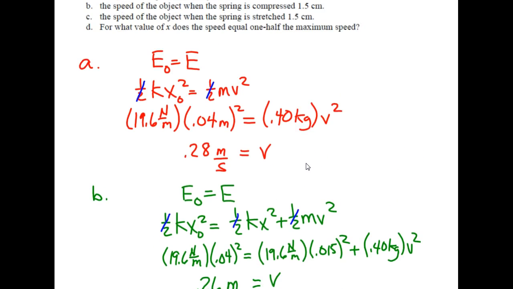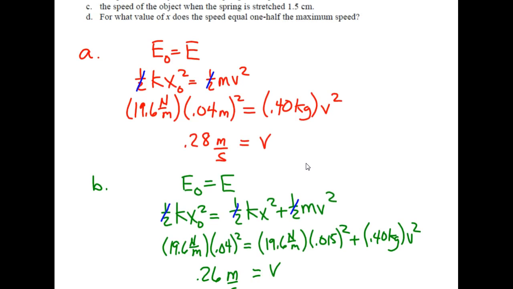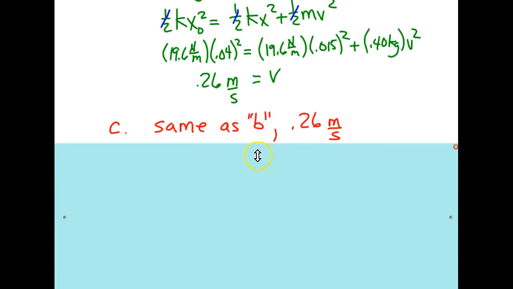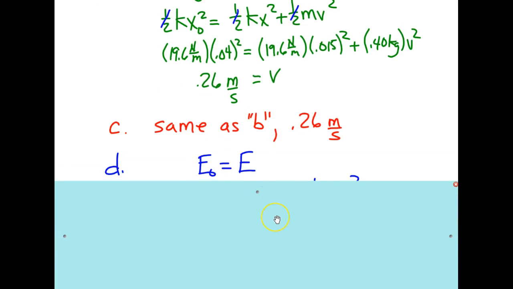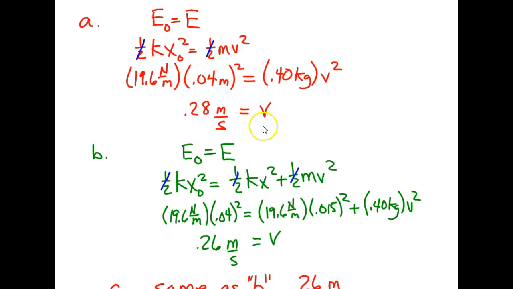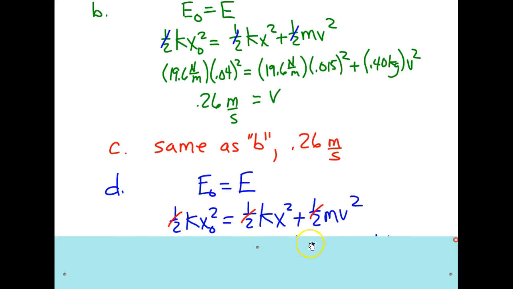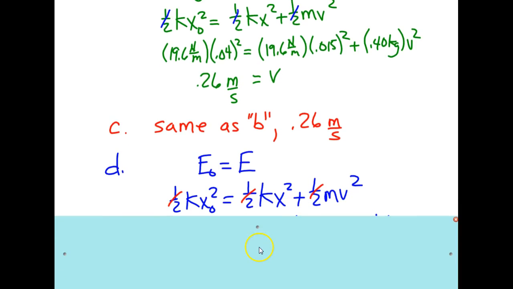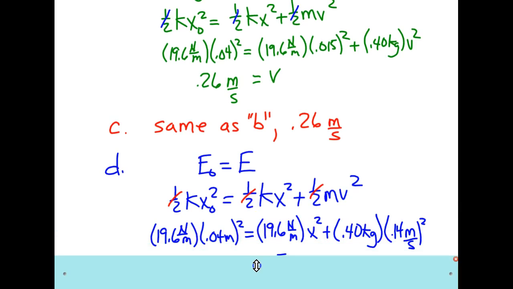Now for part D, for what value of x does the speed equal 1/2 the maximum speed? We set it up the same way, and we have the same initial spot here for 1/2 kx initial squared. Our halves still cancel. This time we know the half speed is 0.14 meters per second. So we're going to substitute that in for the velocity and find the x value where the mass has half the maximum speed.